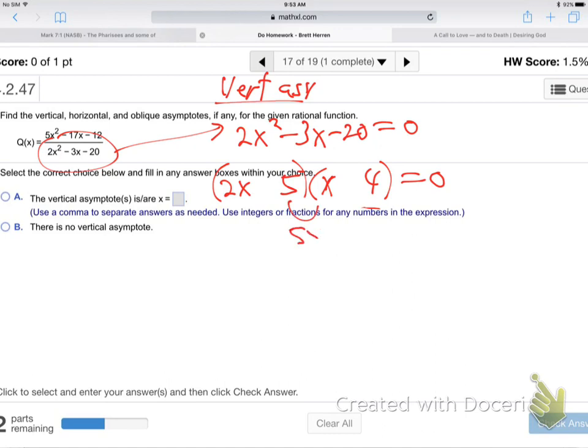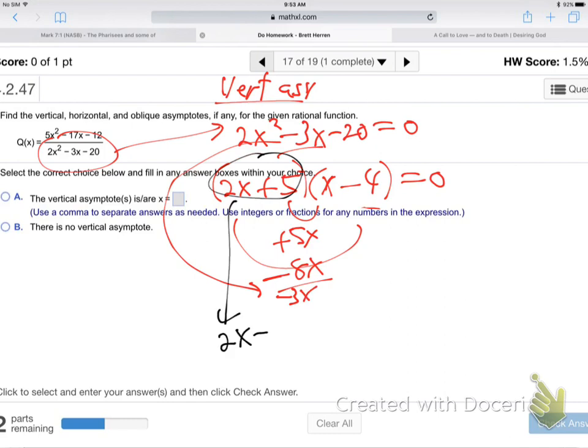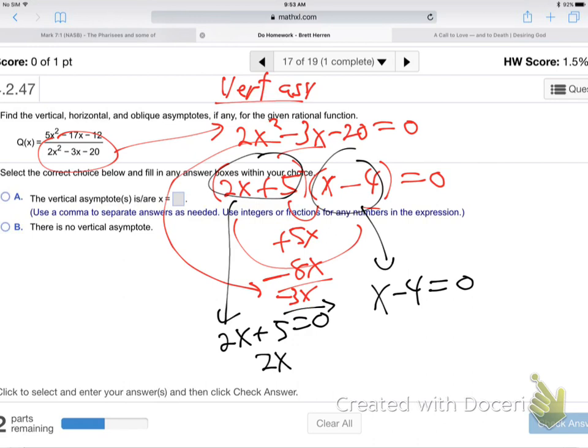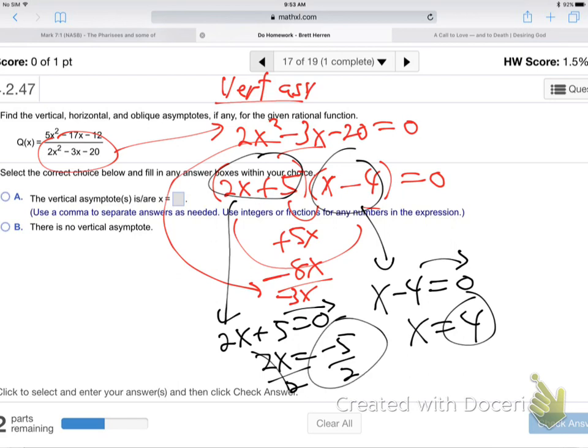So these two make 5x, these two make 8x. Yeah, that can make minus 3 if the 8 is negative. So this is positive, this is positive, this is negative. Yep, there's the factoring. That does make the middle term of minus 3x. That's correct. So then what do you do? You set each one equal to 0. Grab the first one. 2x plus 5 is 0. Grab the second one. X minus 4 is 0. Solve them both. Jump the 5 over. 2x is negative 5. Divide by 2. Jump the 4 over. So 4 and negative 5 halves. Those are the two vertical asymptotes.